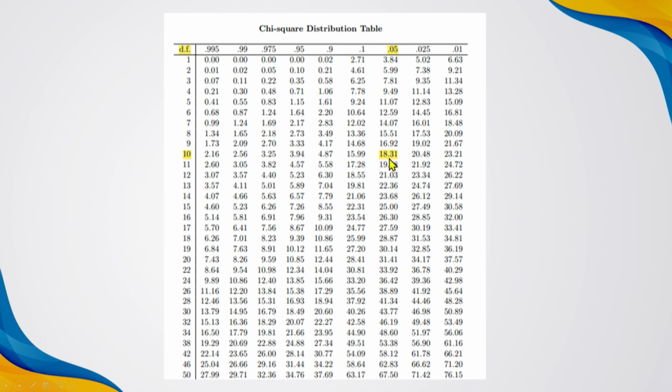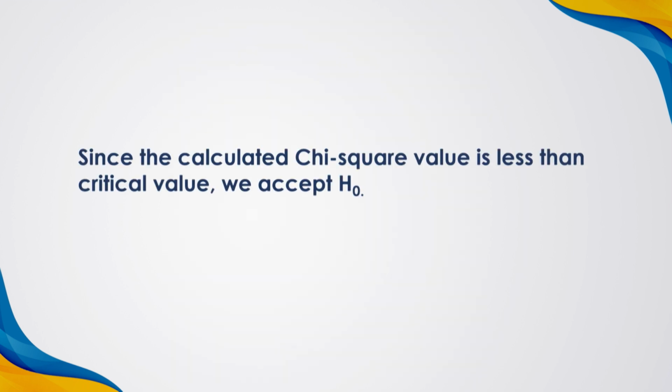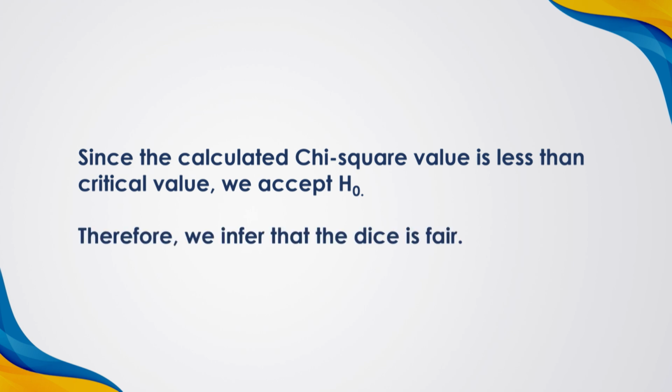As I mentioned, in earlier cases you have been working with the table sheets, you are moving with fixed percentages, whereas if you move to software-based work, you can go with any percentage. Since your calculated chi-square value is less than your critical value, we will accept our H naught. It means that you can conclude that the dice is fair.